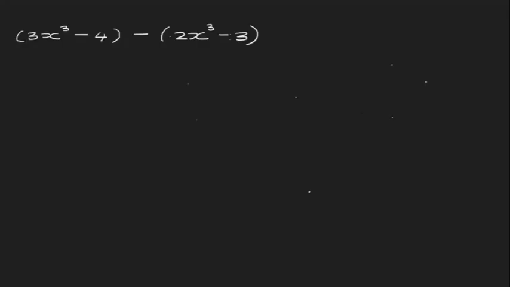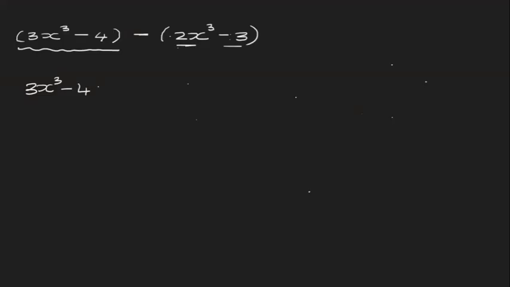So, subtracting polynomials. What do we do? We write the terms in the first parenthesis as they are. So you're going to have 3x cubed minus 4. Now, because we have a minus here, the signs inside the brackets will change.